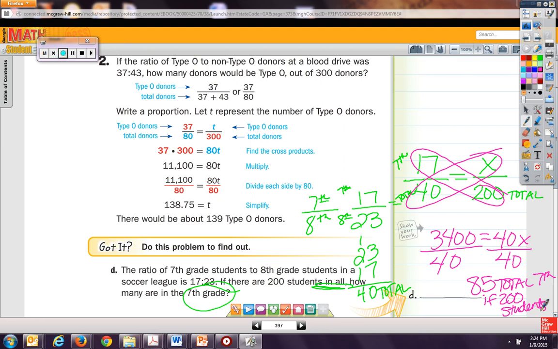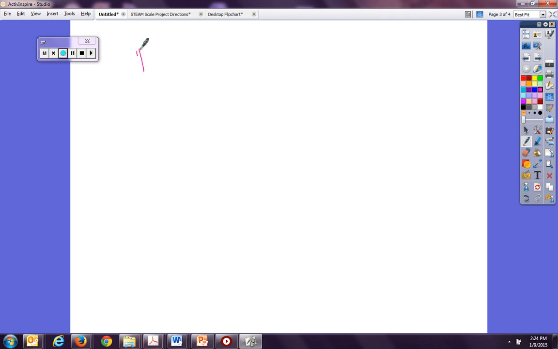The thing with proportions you want to think about is how you are combining them. You can do part to part or part to whole. The first example I did, we did part to part. This one we did part to whole.